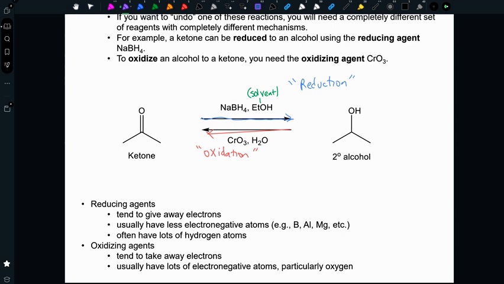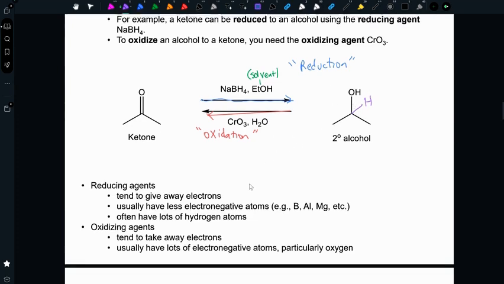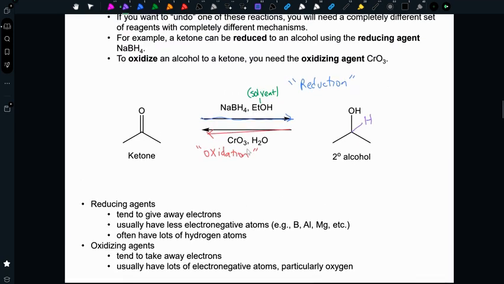So for example, in this case, in the forward reaction, I'm adding a hydrogen to the central atom. That's taking the place of an oxygen. So that's why the oxidation level goes down. Oxidizing agents are things that tend to take away electrons. So they usually have lots of electronegative atoms like oxygen. So CrO3 is a good oxidizing agent for that reason.